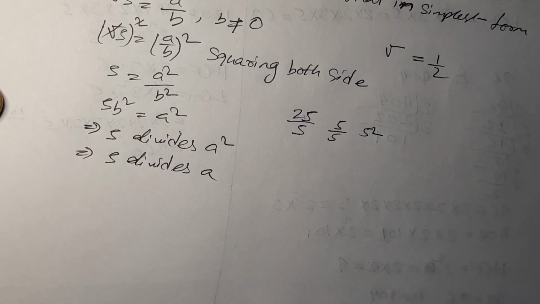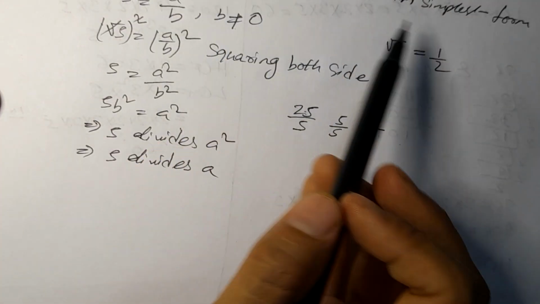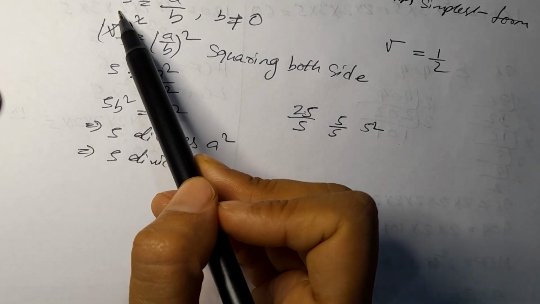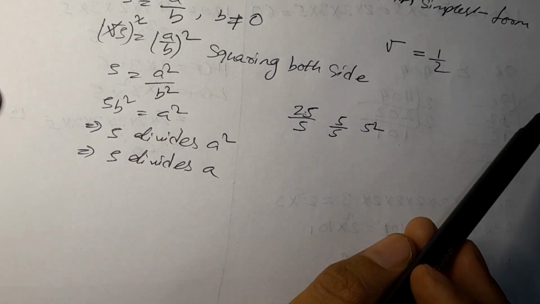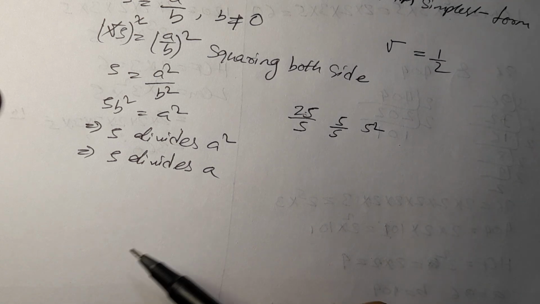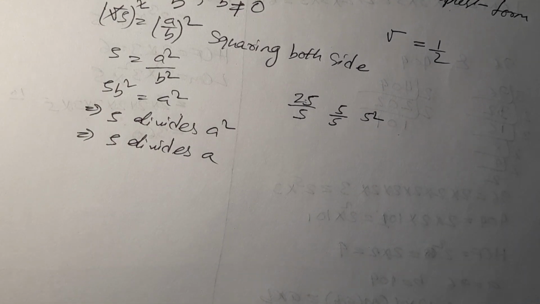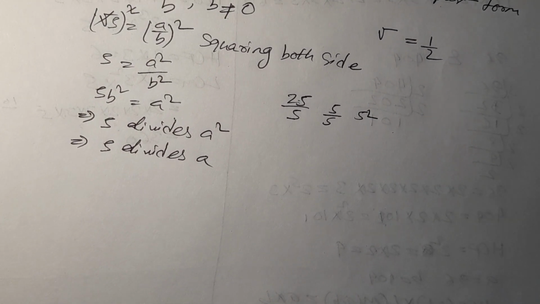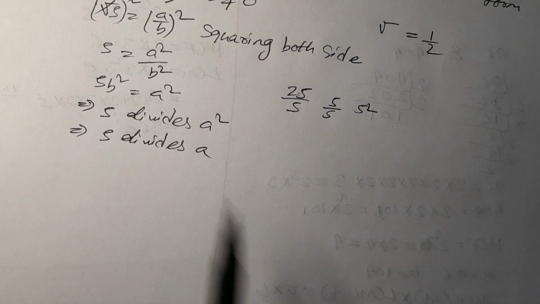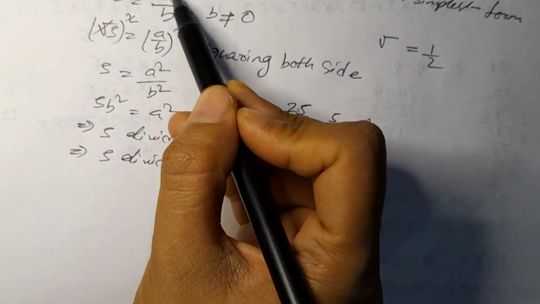Now we have to prove that there is one, because we have taken that root 5 is a rational number. We have only the simplest form, where the only common factor is 1. So we will check whether only 1 is the common factor. If 1 is the only common factor, it will be in the simplest form. If it doesn't, it cannot be a rational number. So now we got that this a is divisible by 5.